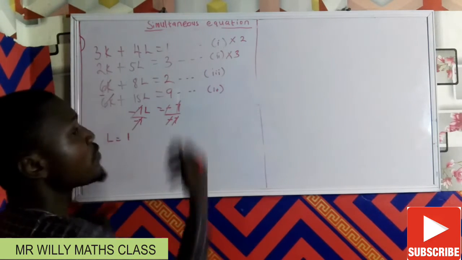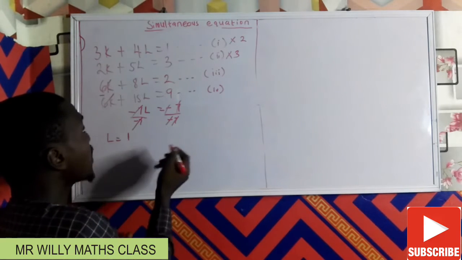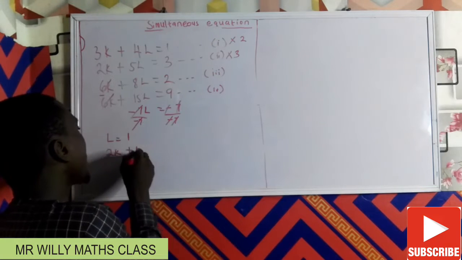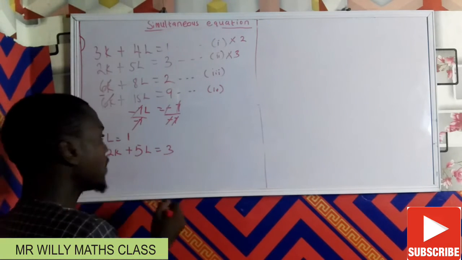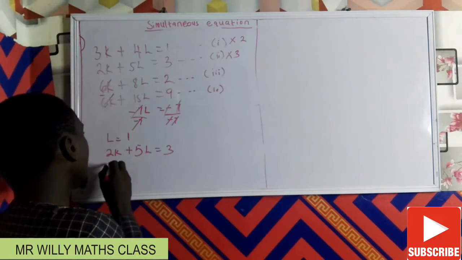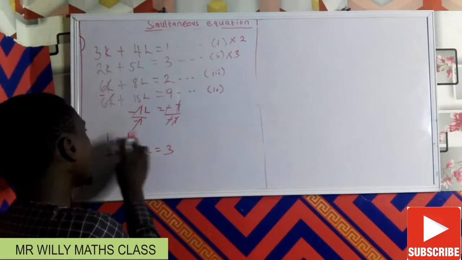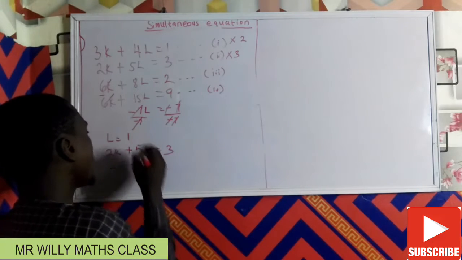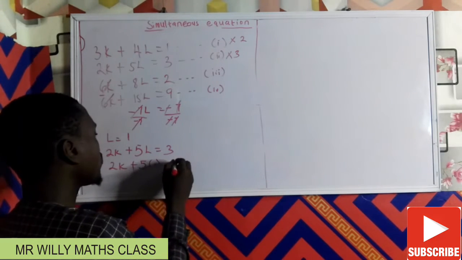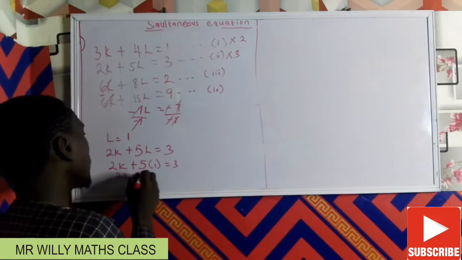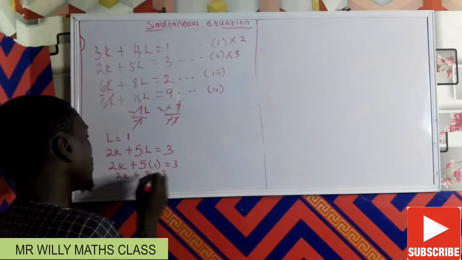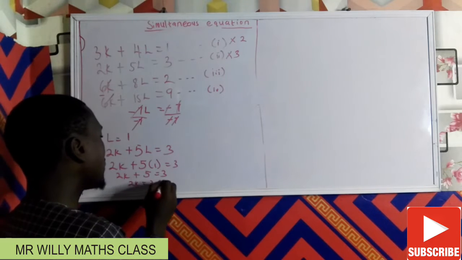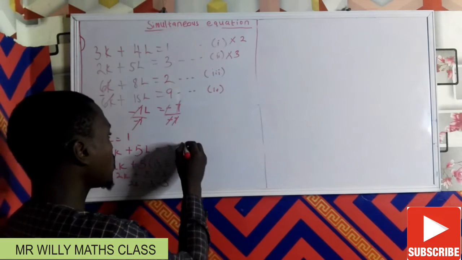So we can pick any of the equations we're having. Let's pick equation 2. For equation 2, we're having 2K plus 5L equals to 3, right? So what are you going to do now? We just move on by inputting the value for L in the equation. That will be 2K plus 5, instead of writing L, you have your 1. Bracket 1 equals to 3. That will be 2K plus 5 times 1, that's 5, equals to 3. That will be 2K equals to, move the plus 5 to the other side, it turns to 3 minus 5.